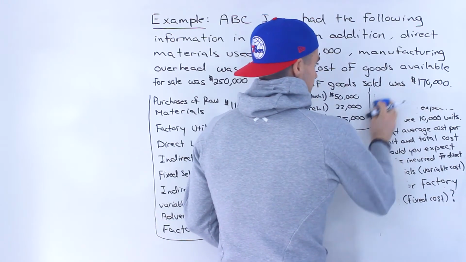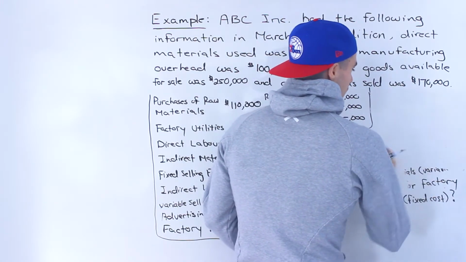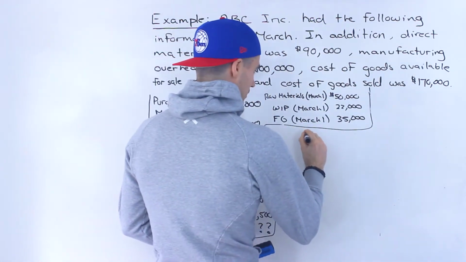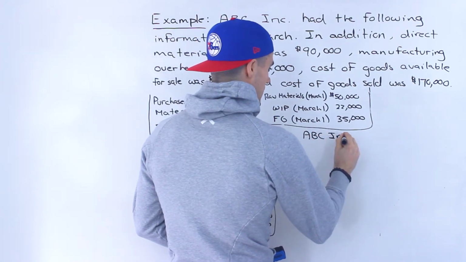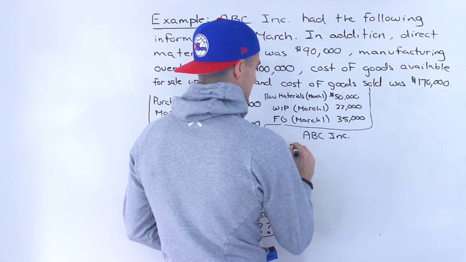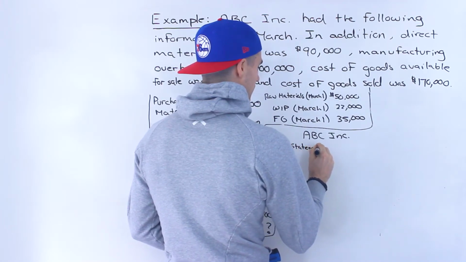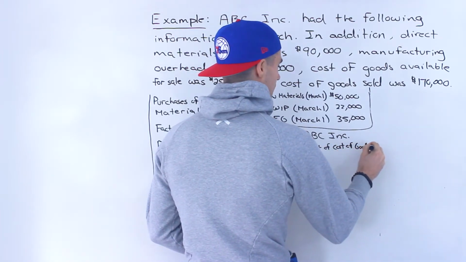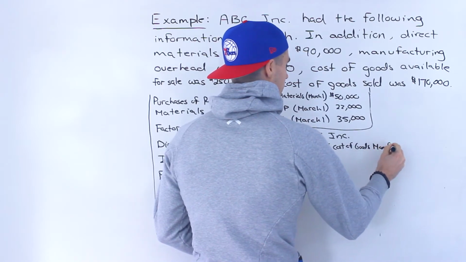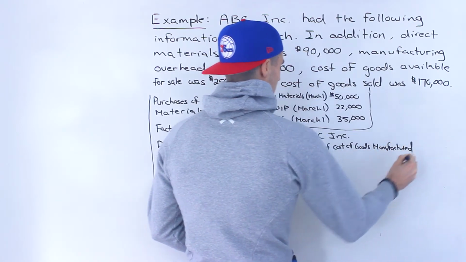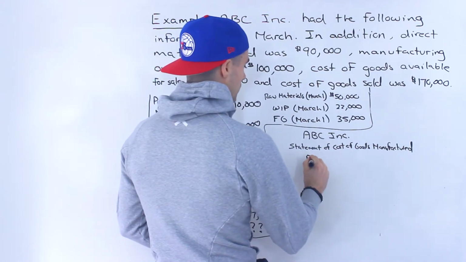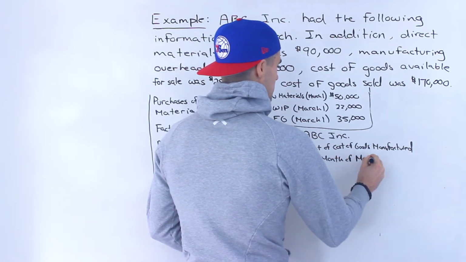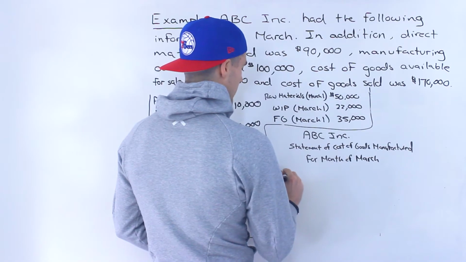And so what do we do with a statement of cost of goods manufactured? Well, we start with the direct materials. So let's write the title here. We have ABC Incorporated. We have a statement of cost of goods manufactured. And then this is going to be for the month of March. So the first thing we're going to start with is the direct materials.